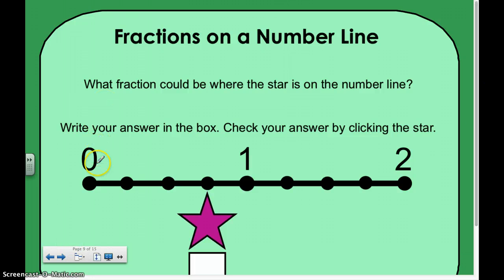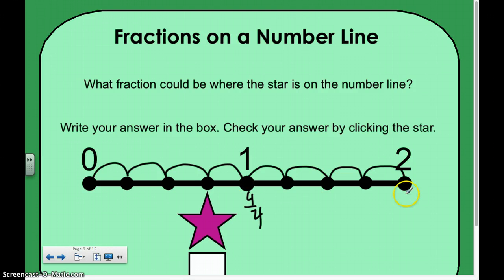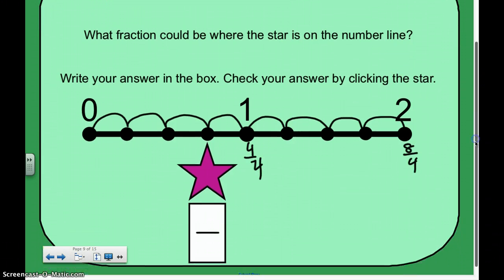Let's look at this one. This is going to be 1, 2, 3, 4 jumps. I have to stop at the number 1. And then this is 1, 2, 3, 4 jumps again. So this is 4/4. And this is going to be 8/4. That represents the number 2. Then this is going to be 3/4. And this would be 1 and 1/4. So when you get to 4/4, this means that you're now including whole numbers, and before that you're just including fractional pieces.